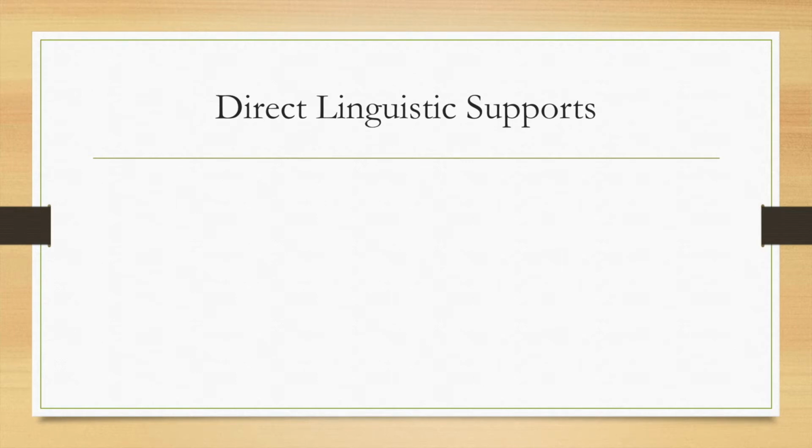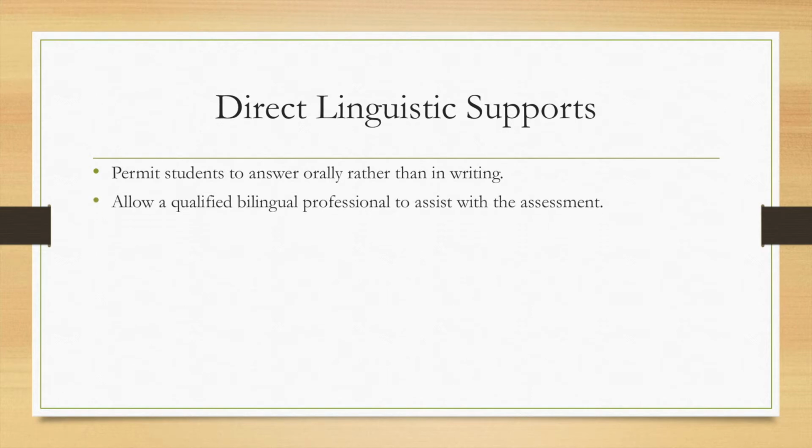As I mentioned, direct linguistic supports are changes made to the test content in order to support ELL students. Lenski, Ehlers, Zavala, Daniel, and Sun-Irminger in 2006 summarized information about direct linguistic supports from the United States Department of Education and the Office for Civil Rights. This information included permitting students to answer orally rather than in writing, allowing a qualified bilingual professional to assist with the assessment. This may mean having someone translate questions for the student or having someone translate student answers.